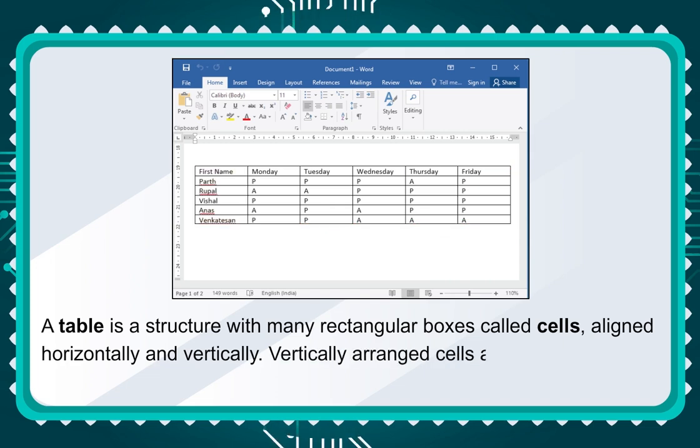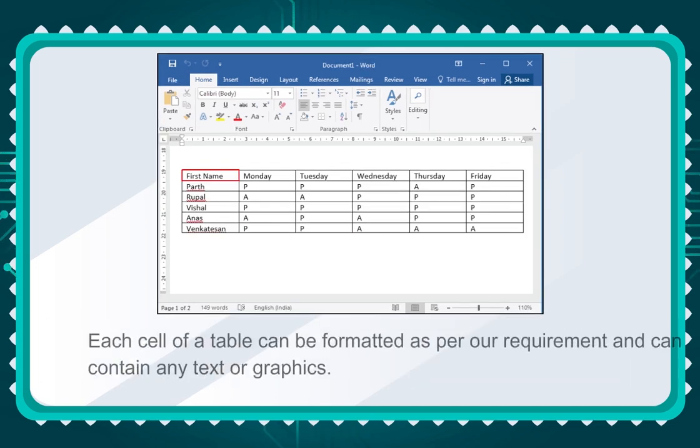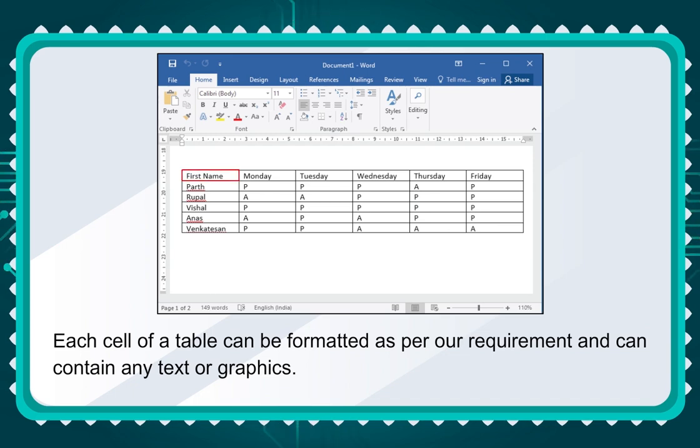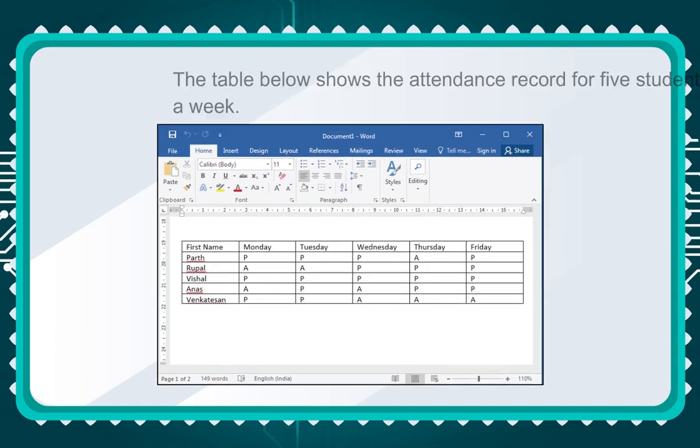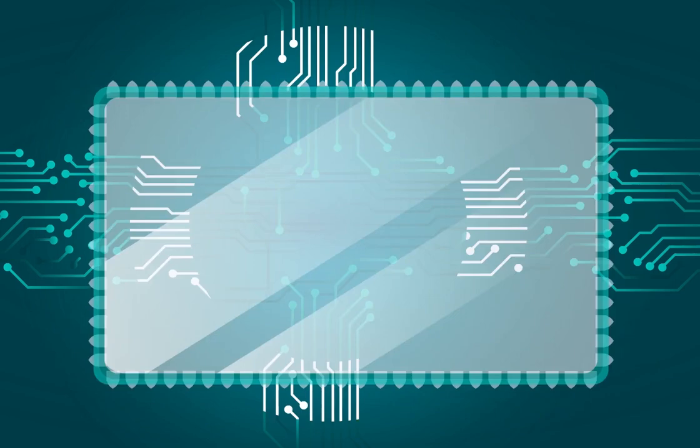Vertically arranged cells are called columns, while horizontally arranged cells are called rows. Each cell of a table can be formatted as per our requirement and can contain any text or graphics. The table below shows the attendance record for 5 students over a week.